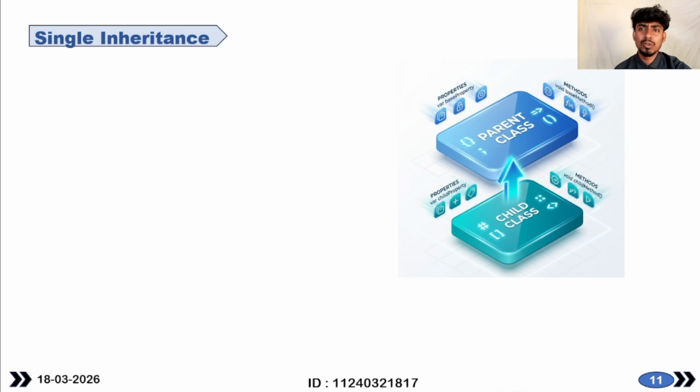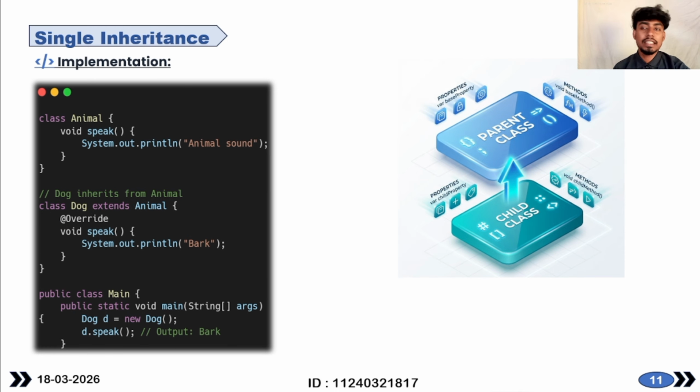Now let's look at the first and simplest type of inheritance, single inheritance. It occurs when one subclass extends one superclass. For example, if we have a class animal and a class dog, the dog inherits everything from the animal or parent class. It is a direct one-to-one relationship that keeps our code structure very simple and easy to manage.